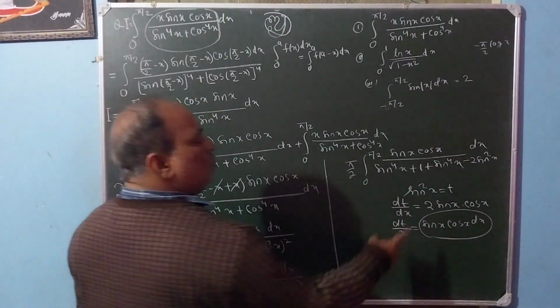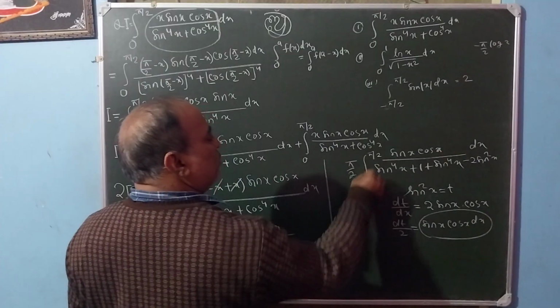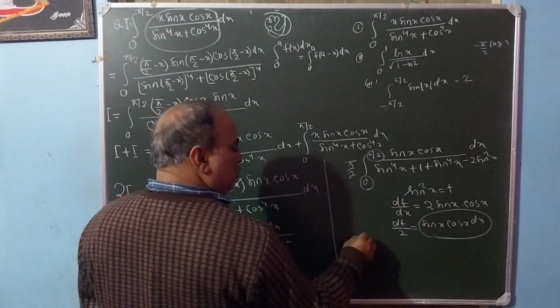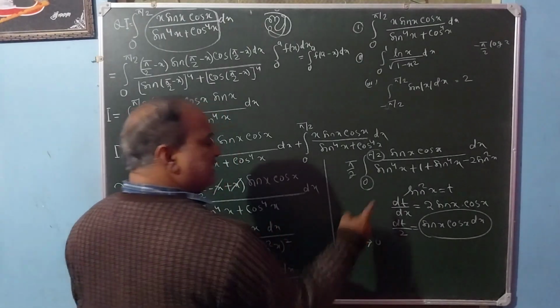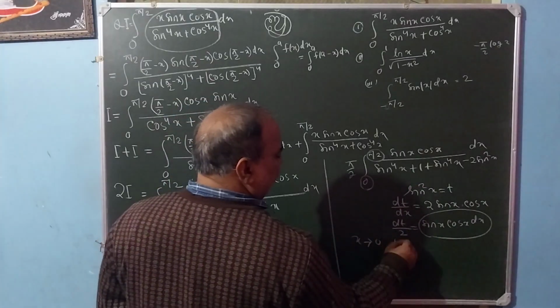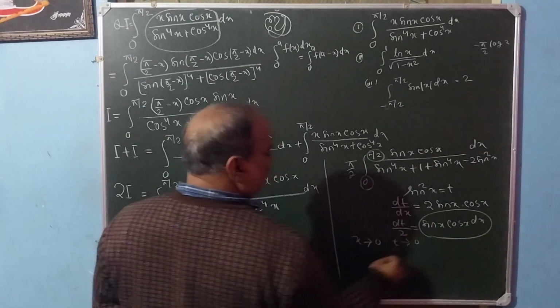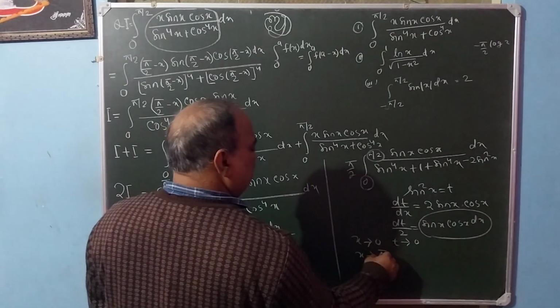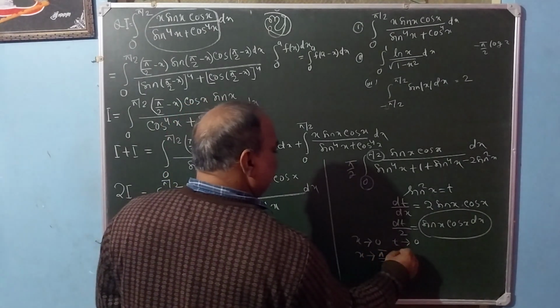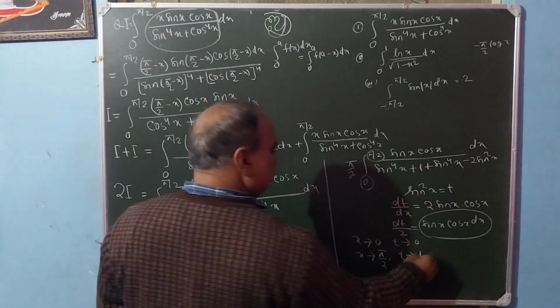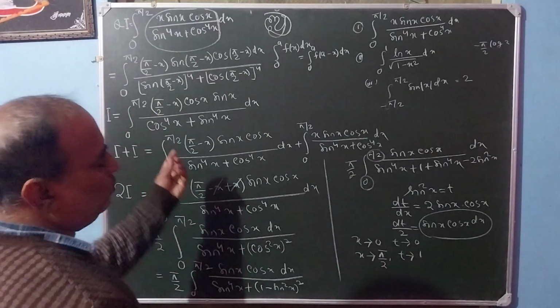Once you put this, you have to change the limits also, upper limit and lower limit. When x tends to 0, put x as 0, sin 0 is 0, so t tends to 0. x tends to pi by 2 means t tends to sin pi by 2, that is 1.